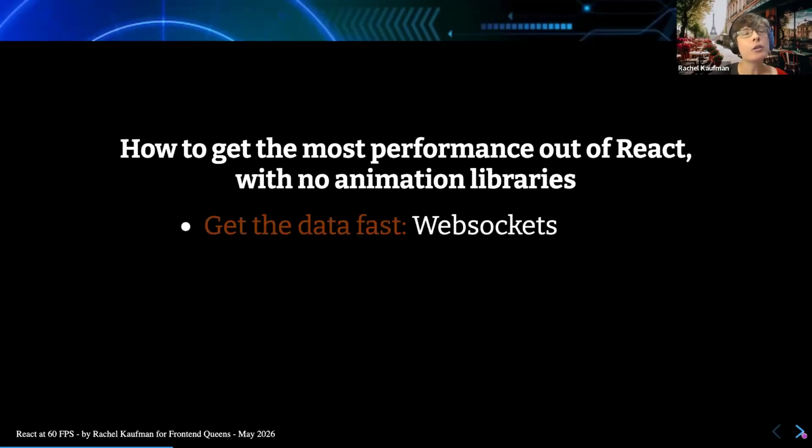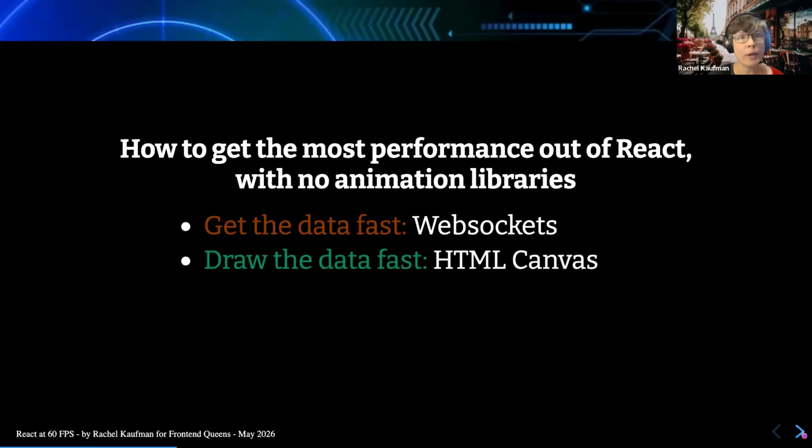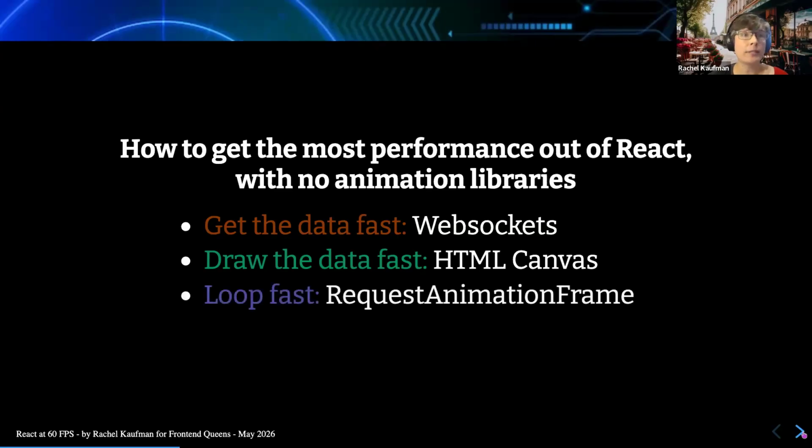So first, how do you get the data from the backend to the front end in as performant a way as possible? We're going to use WebSockets. What's the most efficient way to actually animate is going to be requestAnimationFrame. And then what's the fastest way to render the animation onto the canvas or onto the screen? We'll use a canvas. And then finally, we'll use debugging tips for when it doesn't work on the first try.